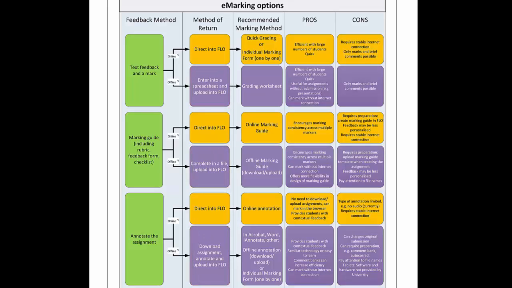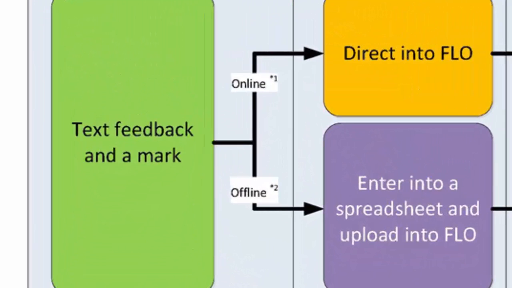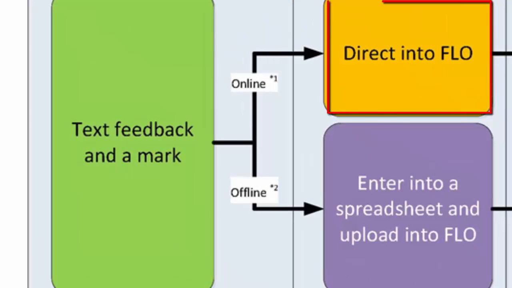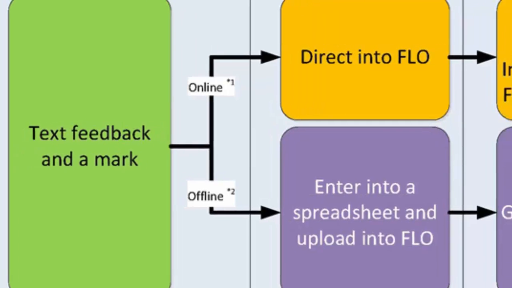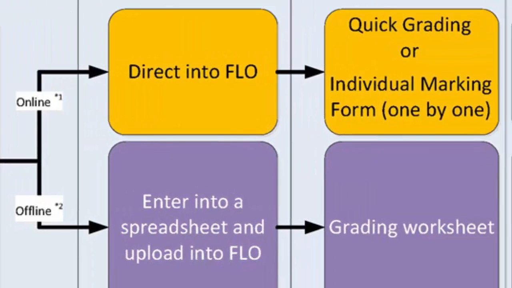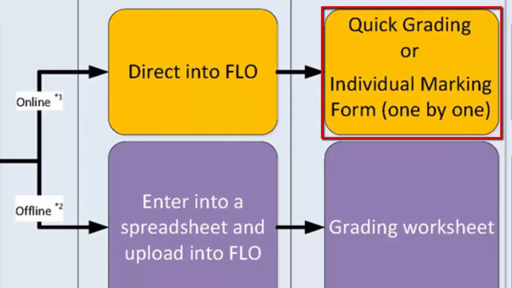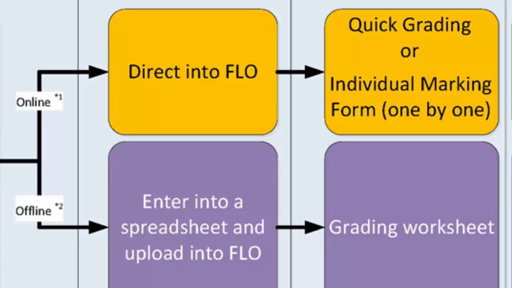If you decide to use the feedback and mark method, you can choose to put your feedback and mark directly into Flow, the online method, or download and upload the relevant information, the offline method. The online method involves using the quick grading or the individual marking form methods in Flow. The quick grading method allows you to enter marks and brief comments for each student directly into Flow in a table that displays all students.